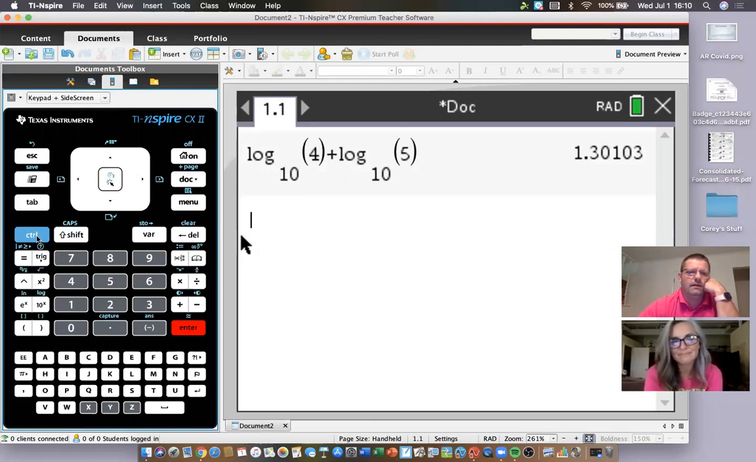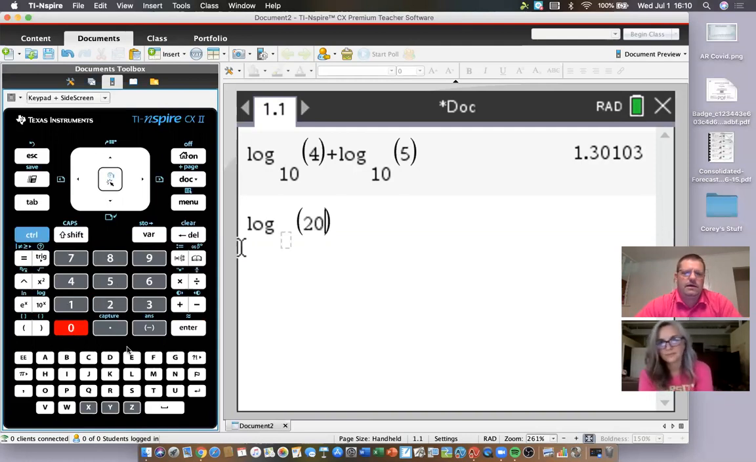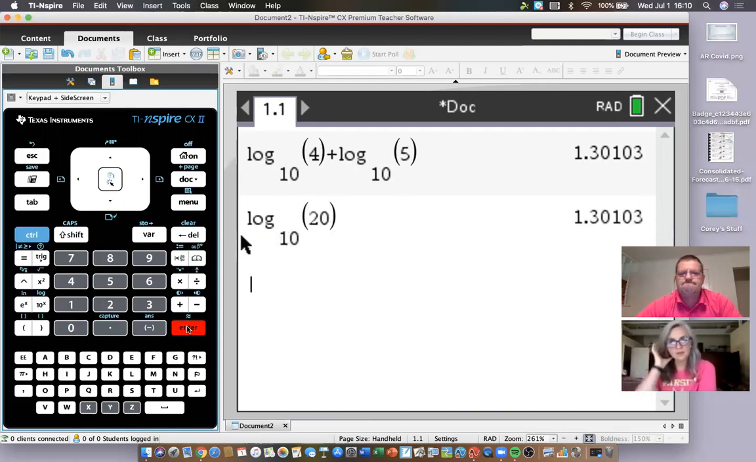And then the question asked me to do log 20, and I may have the 5 and the 4 backwards, but those were the two numbers from the screen a moment ago. And then I asked you to enter log 20. Oh my God, it's the same amount. It's the same thing. Wow, it's crazy.